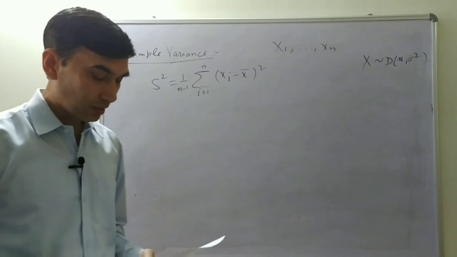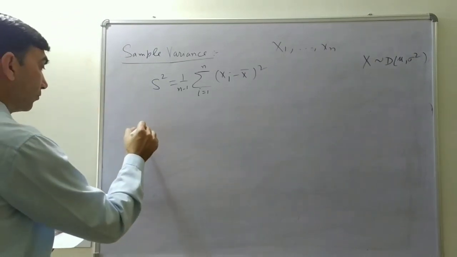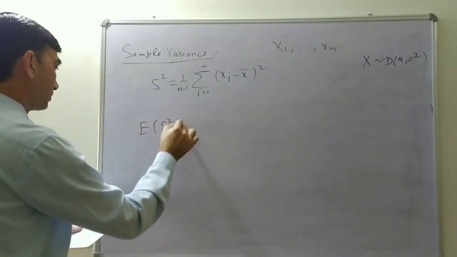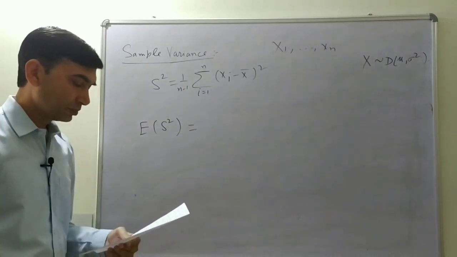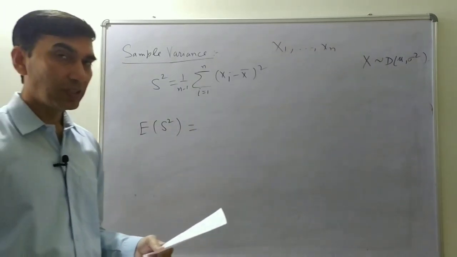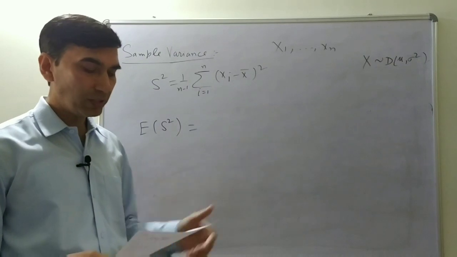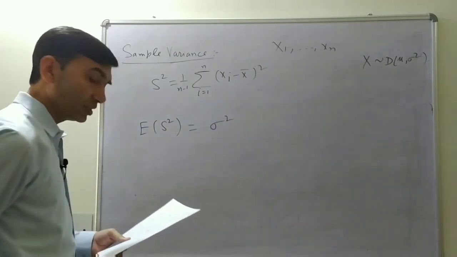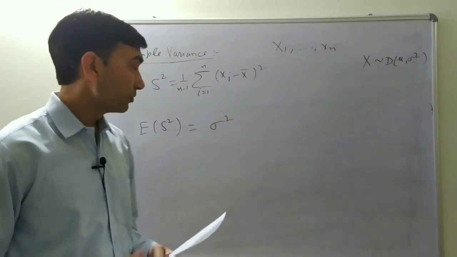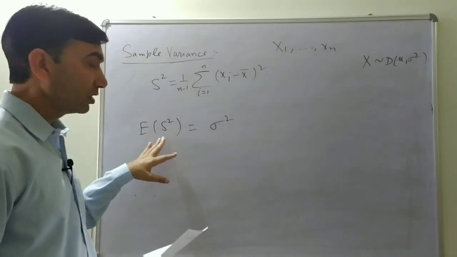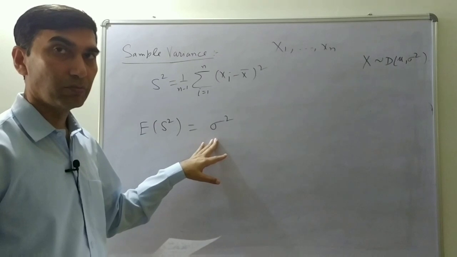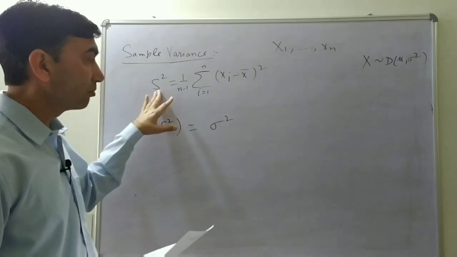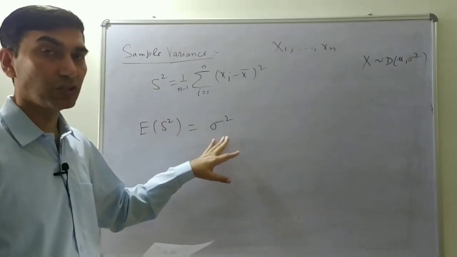Now the next thing is, what is its expectation? Its expectation can be derived just like we did for the mean. You can see the derivation from the lecture notes. You will find that E[S square] equals sigma square, which means the expectation of the sample variance is the same as the population variance.